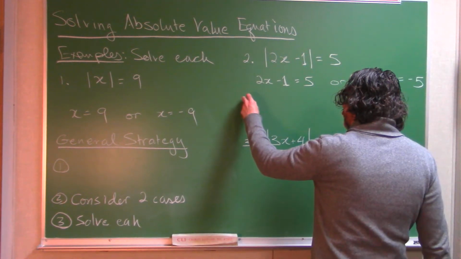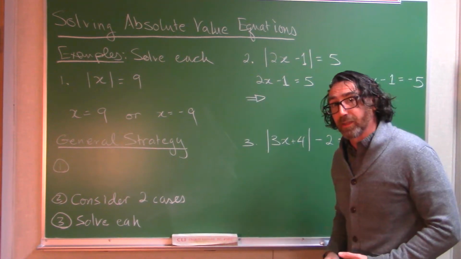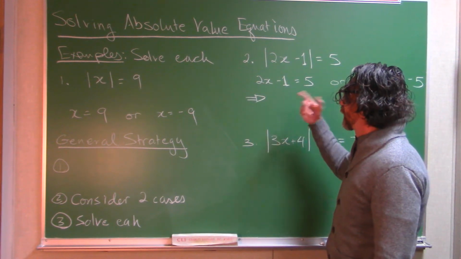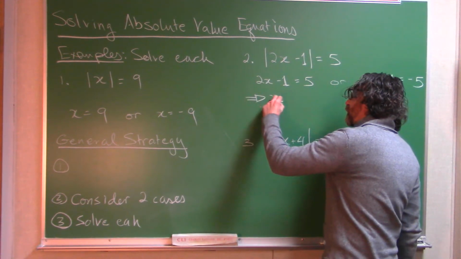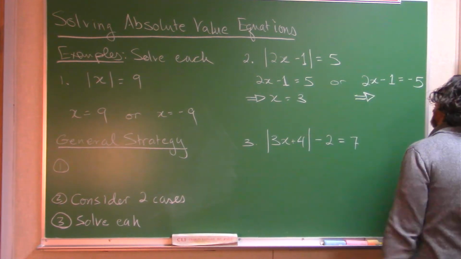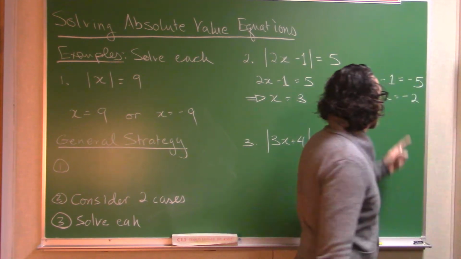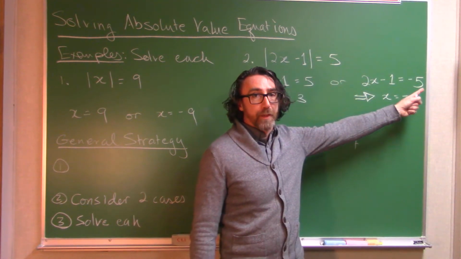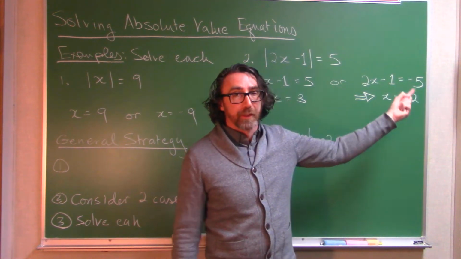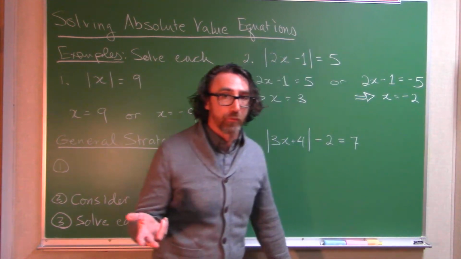Then we solve these two cases. So if 2x minus 1 does in fact equal 5, we isolate x, we add 1 to both sides, getting 2x equals 6, which boils down to x equals 3. If we're dealing with this case, we get x equals negative 2. How did I get that? Well, you start with your negative 5 there. You want to clear this away, so you add 1. Negative 5 plus 1 is negative 4. Divide that by 2, you get negative 2.